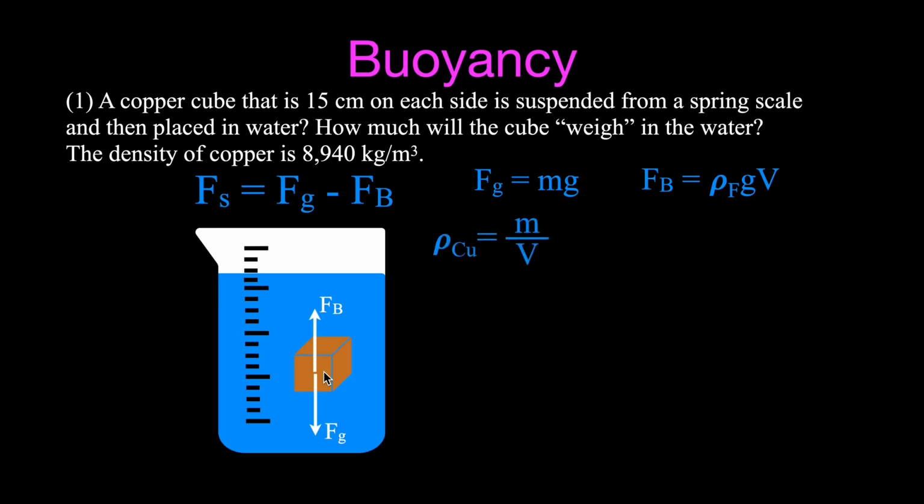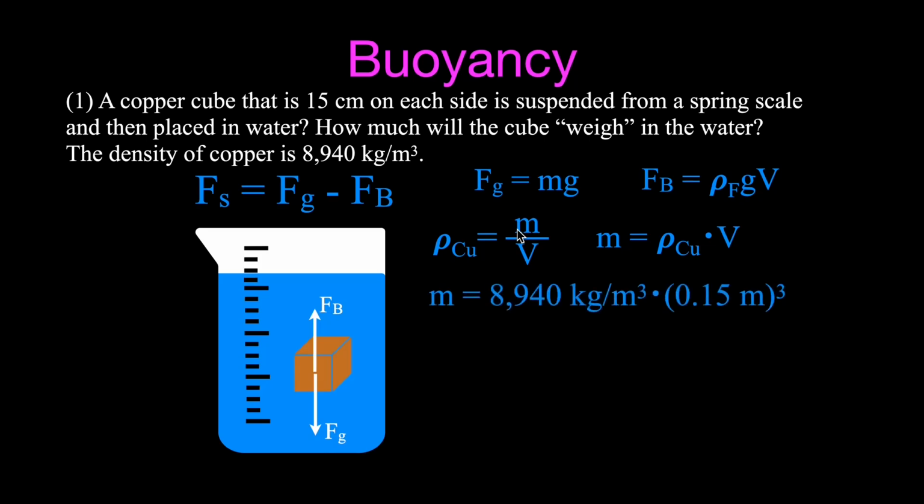Now, for the weight of the object, we need to get the mass. I gave you the density and the volume, so you can get the mass from the density equation, which says that the density of copper is equal to the mass divided by the volume. We can rearrange that: the mass is equal to the density times the volume. If we plug the values in, the mass is 8,940 kilograms per meter cubed times, and we have to convert centimeters into meters, 0.15 meters, cubed. We get that the mass of that cube is 30.2 kilograms.